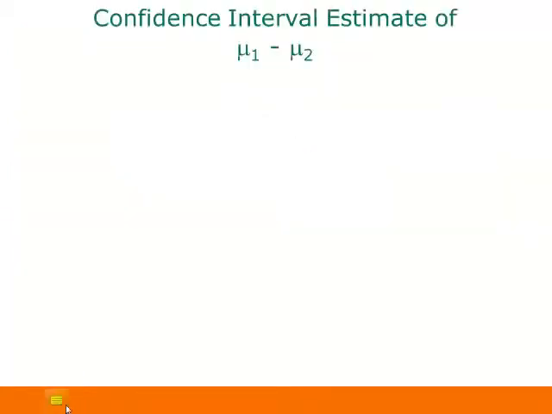So for a confidence interval estimate of mu sub 1 minus mu sub 2, that's our parameter that goes in the middle of our confidence interval. Our lower limit is going to be our point estimate, which is the difference between the two sample means, minus our margin of error. Our upper limit is going to be our point estimate plus our margin of error.